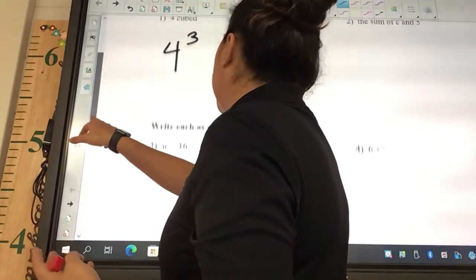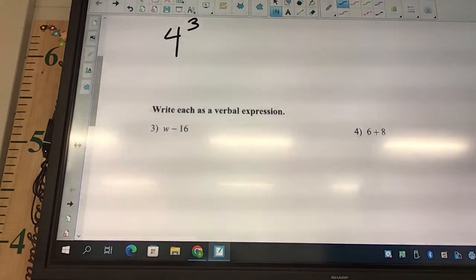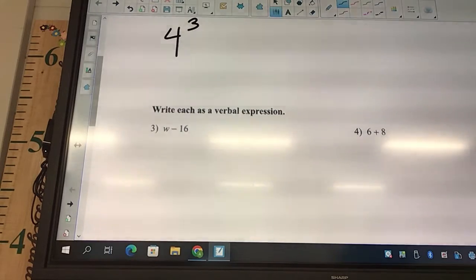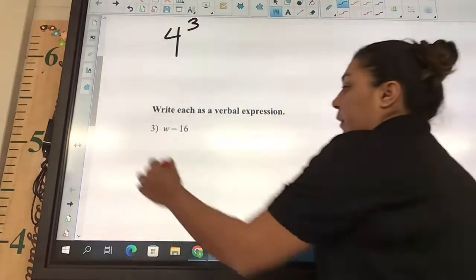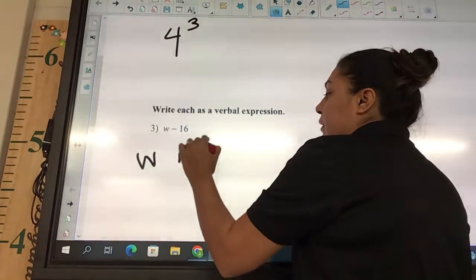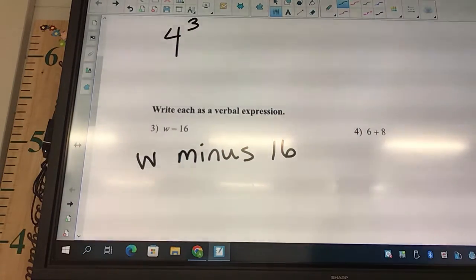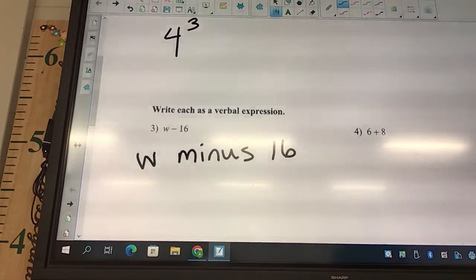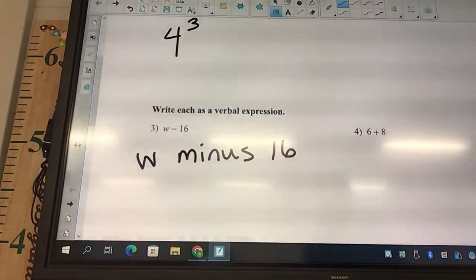Well, like as a math problem. Write each as a verbal expression. What does verbal mean? Words. Okay, so how do you say number 3? W minus 16. What's another word for minus? Subtract, decreased. Okay, there's tons of word options that you can use.